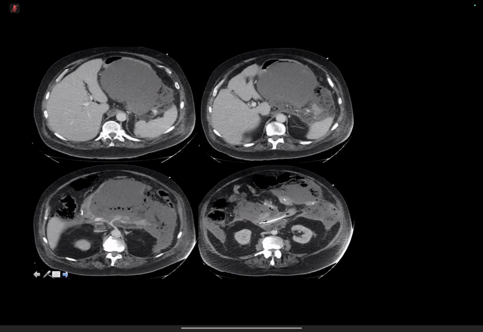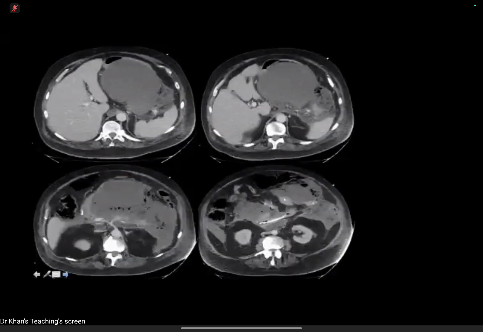Okay. So, and then we've got multiple pockets, bits of gas as well. So there's a localized perforation from what I can see. The liver and the spleen are enhancing normally, and there's no perinephric collections.